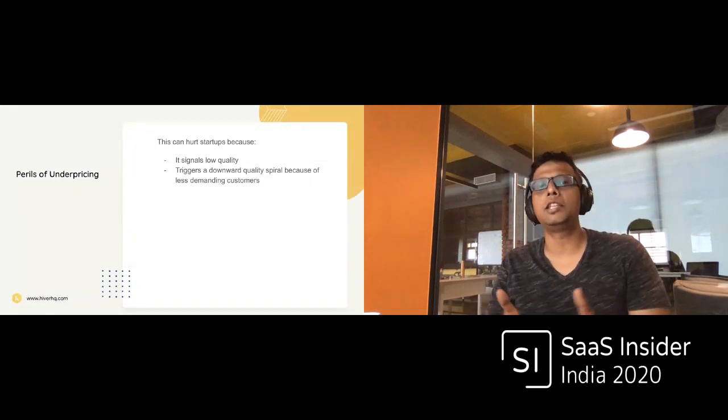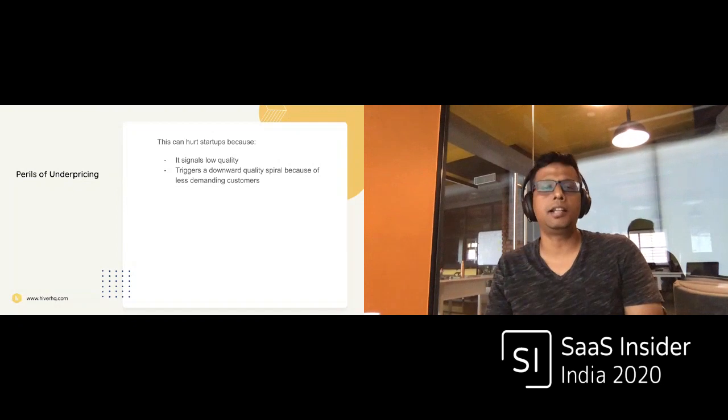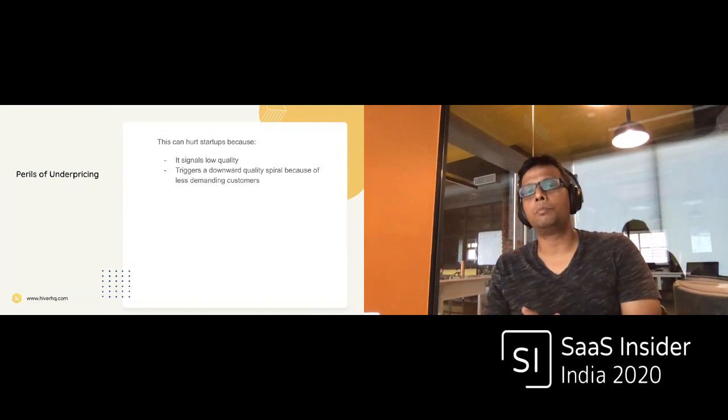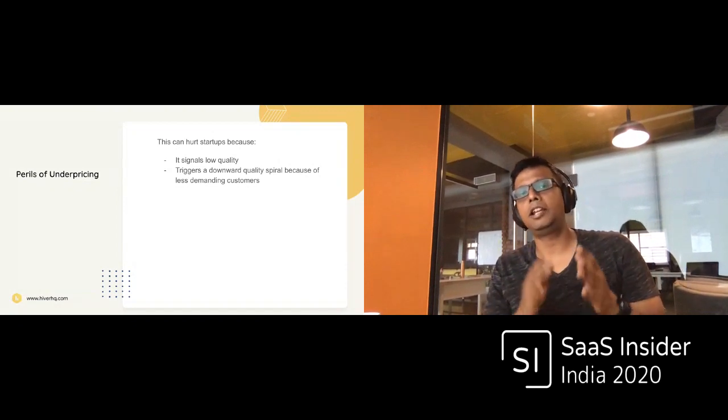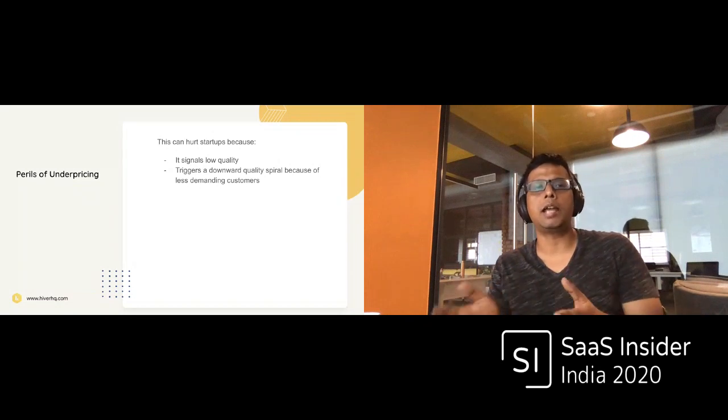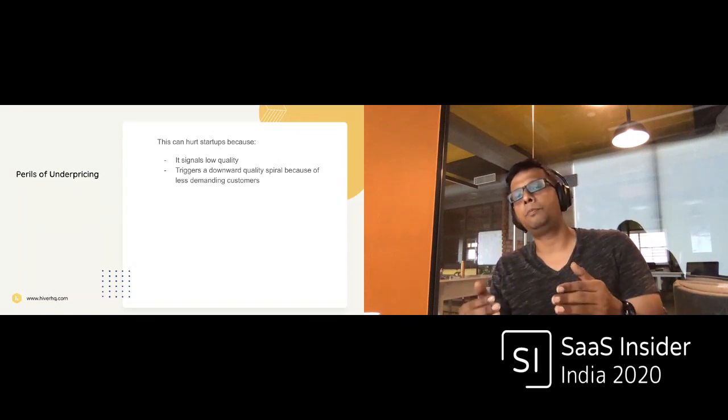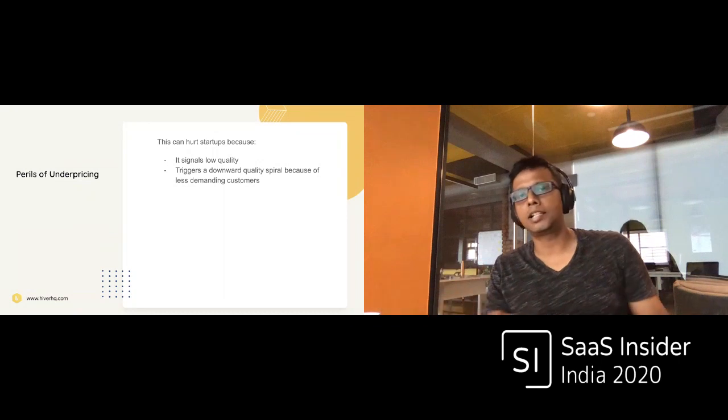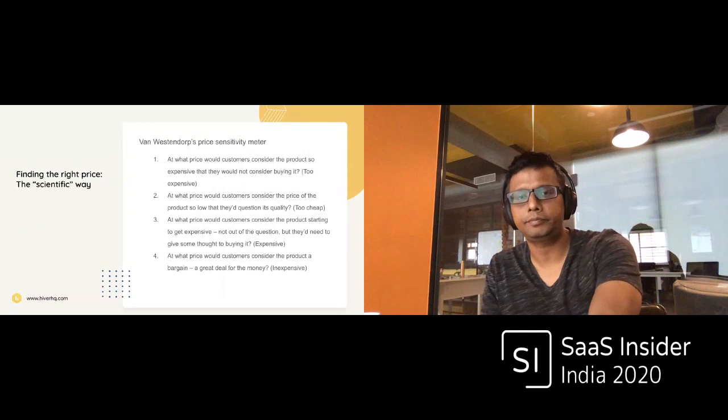So if you combine these two, right, underpricing is extremely detrimental and dangerous to your company, and you should definitely not get into the trap of thinking that I'll price it really low and see what happens. I'll get some customers and see where it goes, right? You should look at it slightly differently.